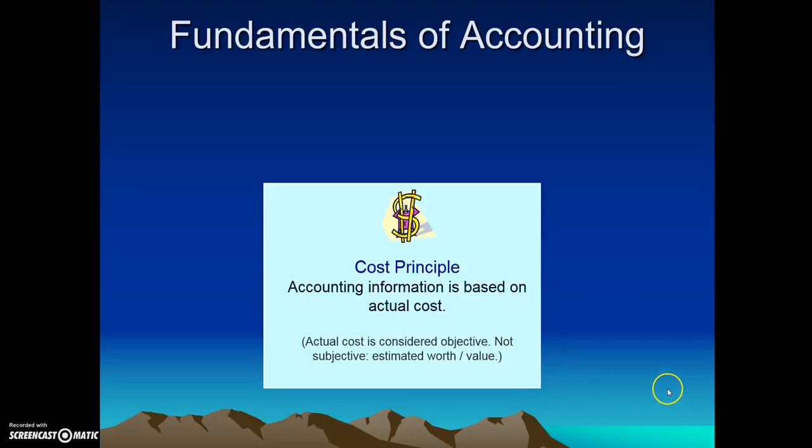All right, welcome back. This is part 3 of the Chapter 1 introduction. So we've learned the cost principle. Remember, that is that accounting information is based on actual cost, not what something is worth or intrinsic value, but just what it actually cost us.